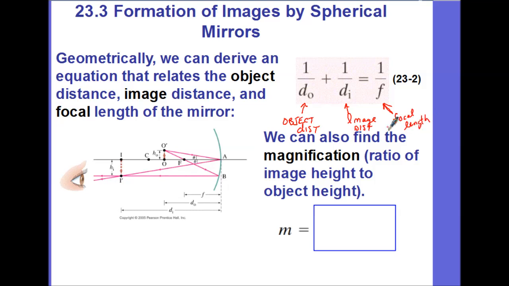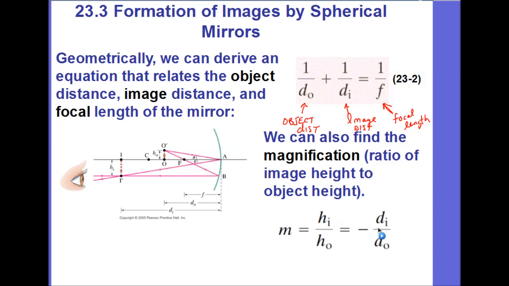We can also find the magnification, which is the ratio of the image height to the object height. If we want to look at how big the image is in relation to the object, we can compare the two: hi over ho, the height of the image over the height of the object. Through geometry, you would see that it's equal to the negative of the ratio of the image distance to the object distance, a convenient way of determining the magnification of that particular mirror.